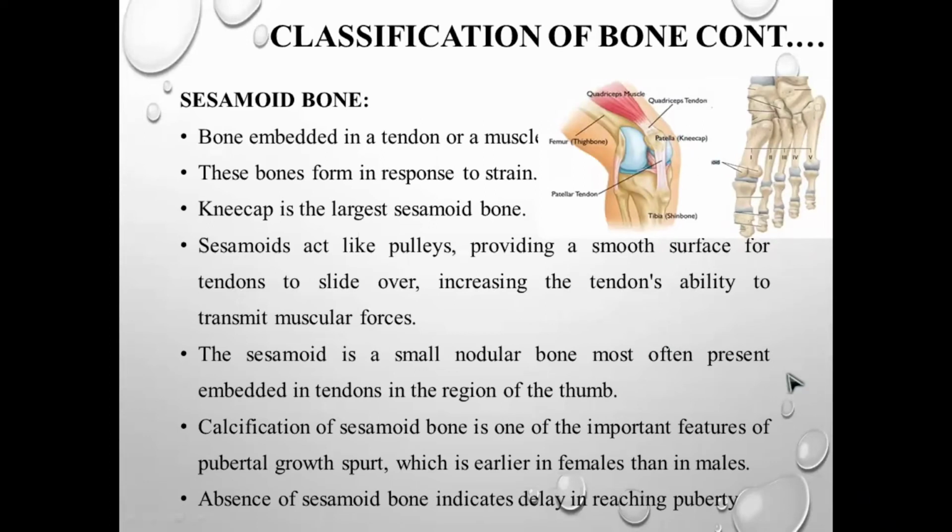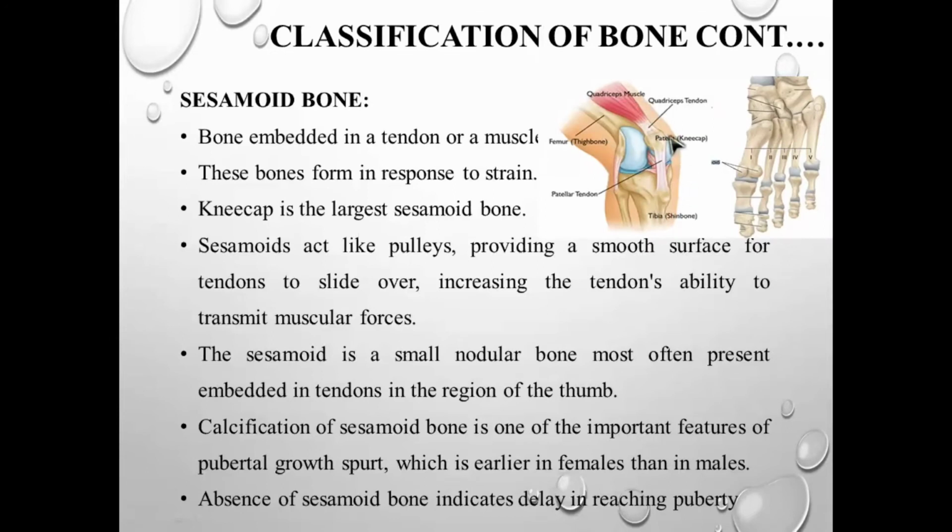The sesamoid acts like a pulley, provides a smooth surface for the tendons to slide over, and increases the tendon's ability to transmit the muscular force. So these are the tendons. As I said, the ligaments or the cartilage, the white color is going to be a cartilage. This is going to be your tendons, and this is going to be a muscle.